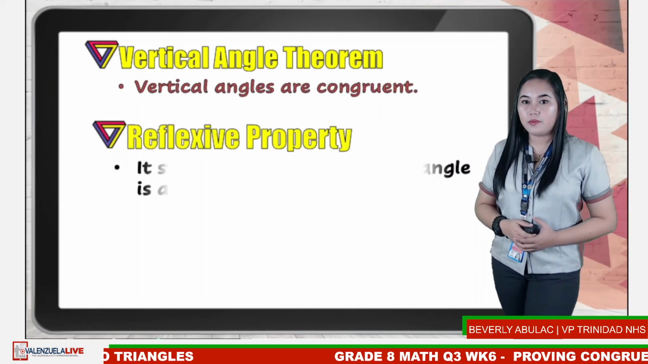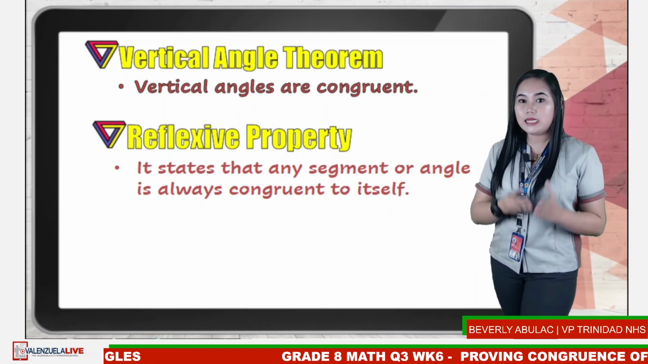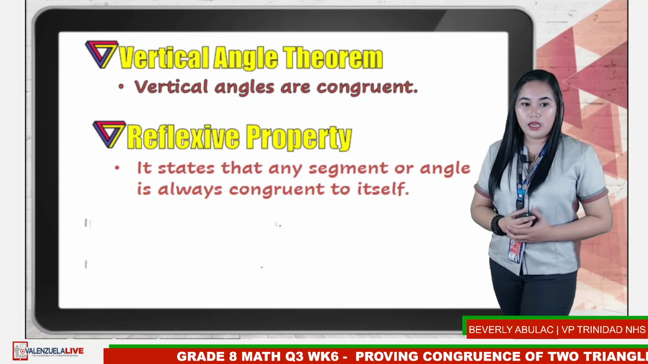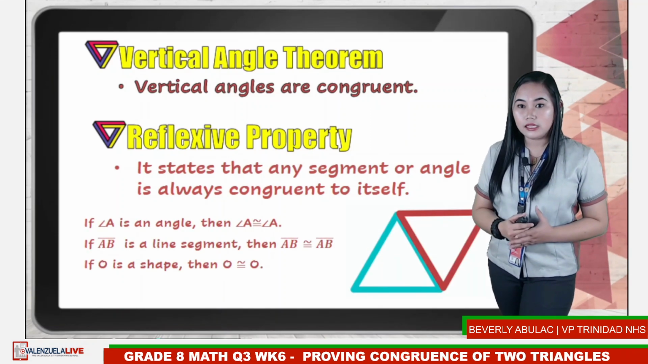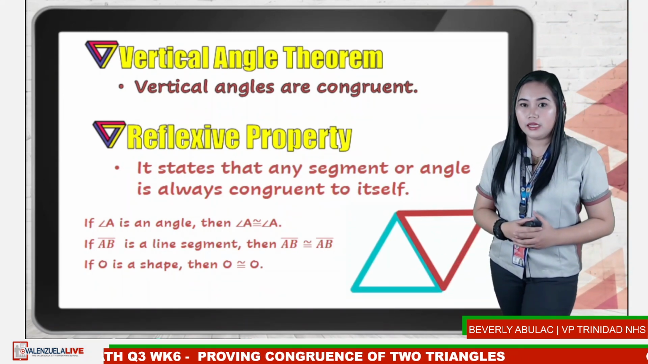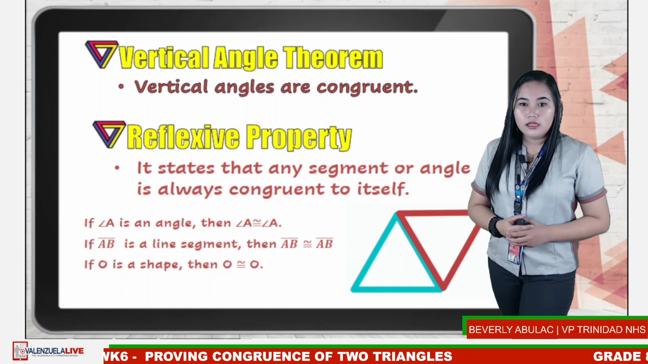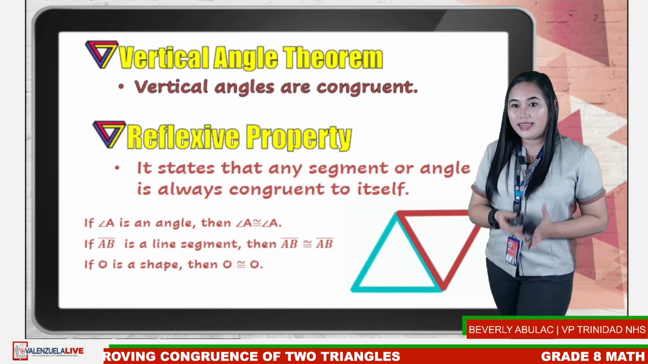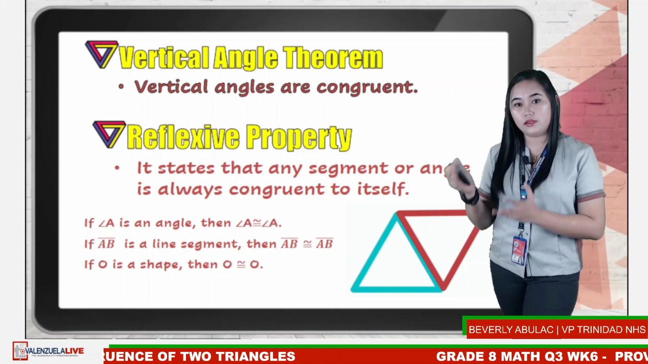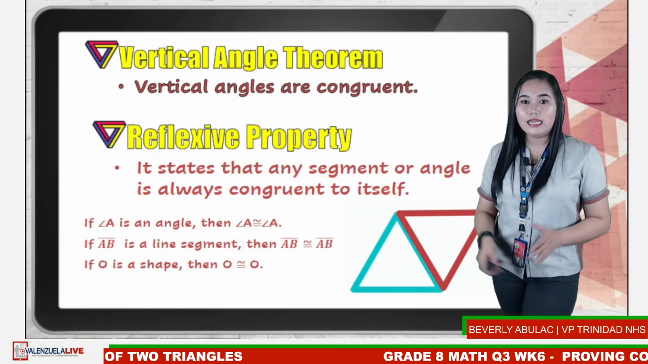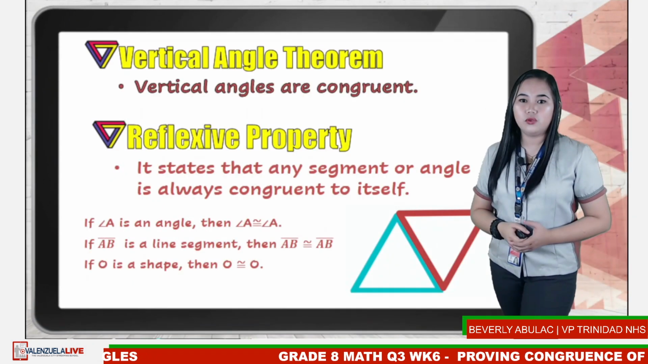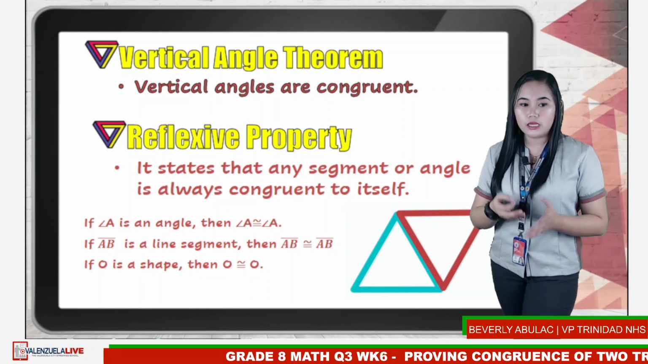Next, we have the reflexive property. It states that any segment or angle is always congruent to itself. If angle A is an angle, then angle A is congruent to angle A. If there is a line segment AB, then line segment AB is congruent to line segment AB. If O is a shape, then O is congruent to O. If a side is shared between triangles, then the reflexive property is needed to demonstrate the side is congruent with itself.